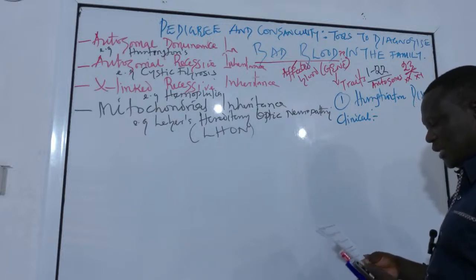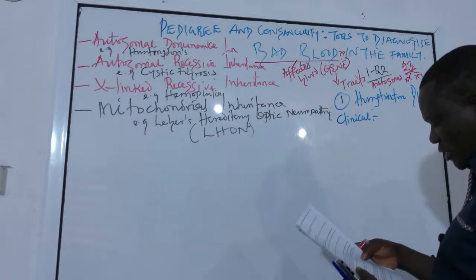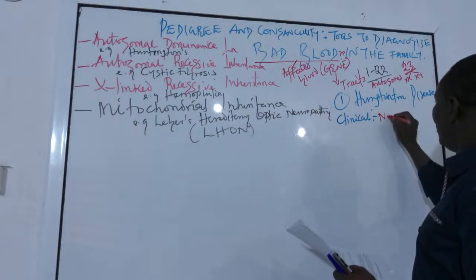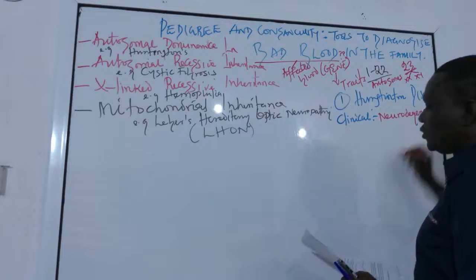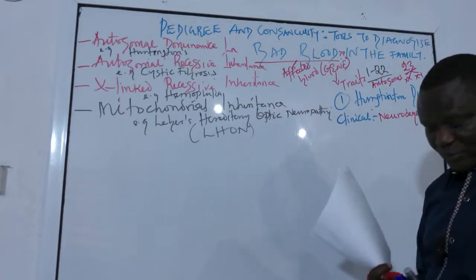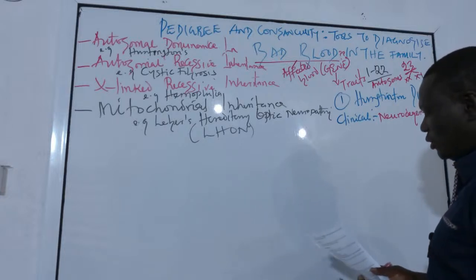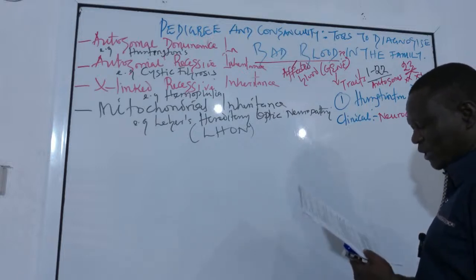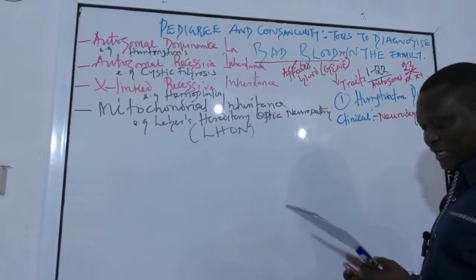So the first clinical manifestation of Huntington disease is a condition that is neurodegenerative. So that is telling us that such an individual will not be balanced, there will be a problem in the neurons, especially in the central nervous system.